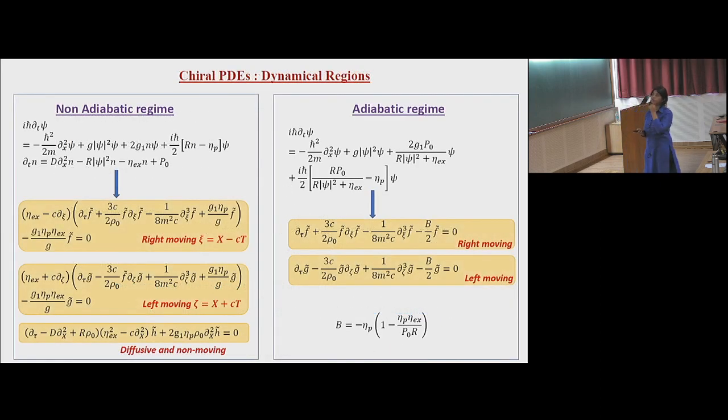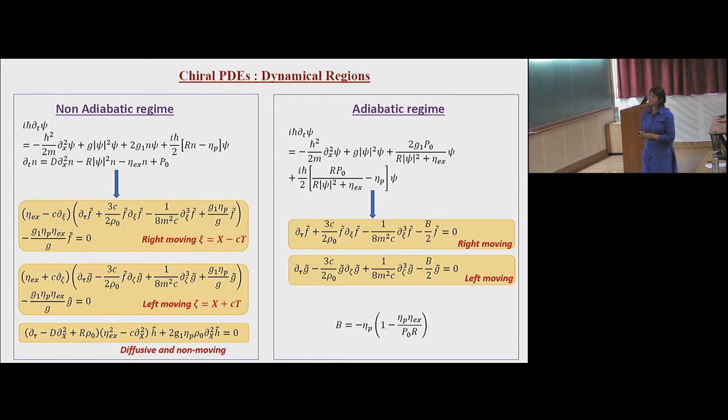So we use the same formalism for the non-adiabatic and adiabatic regimes. For the non-adiabatic regime, we get these three PDEs, where the first one is moving to the right, the second one is moving to the left, and the third one is diffusive in nature, and it is not moving. Similarly, in the adiabatic regime, the dynamics decouples to these PDEs, where the first one is right moving and the second one is left moving. And these are the chiral PDEs, the right and left moving ones, for the non-adiabatic and adiabatic regimes.